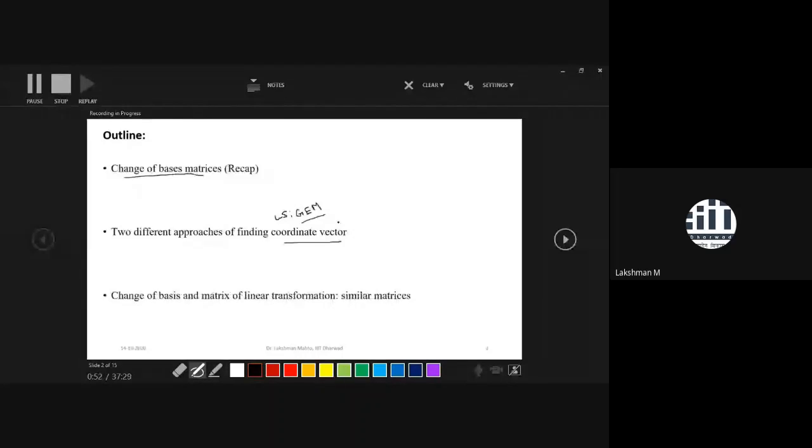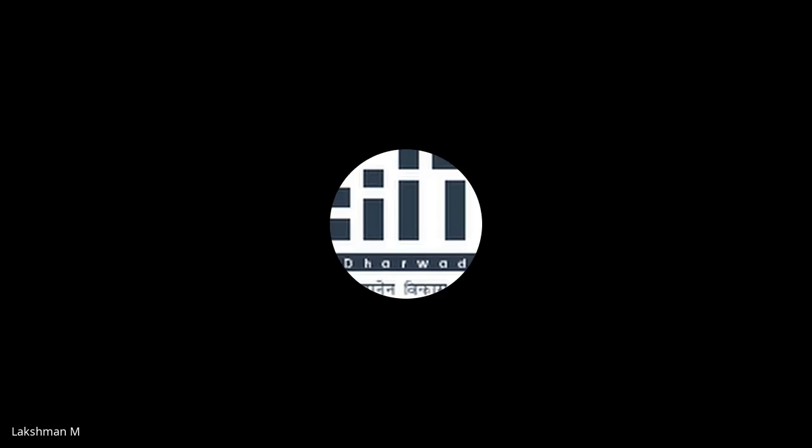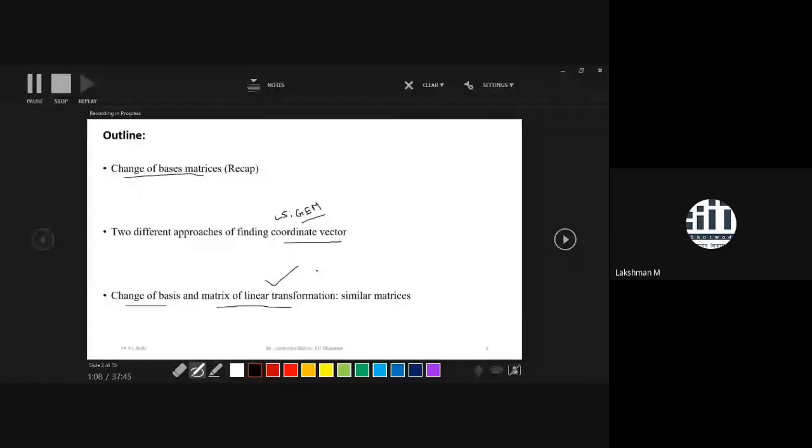Now, after that, I will talk about the relation between the change of basis matrix and the process of finding the matrix of a linear transformation with respect to different bases. So your linear transformation is the same, but due to the change in basis, you are getting different matrix representations. So with respect to a single linear transformation, you will get a variety of matrices. So what is the relation between those matrices?